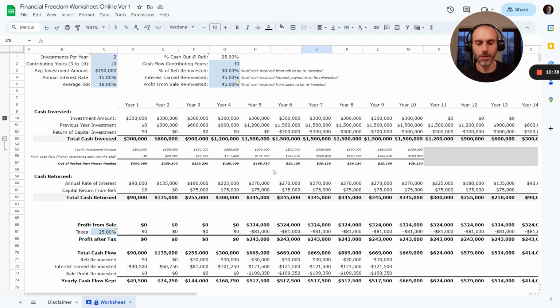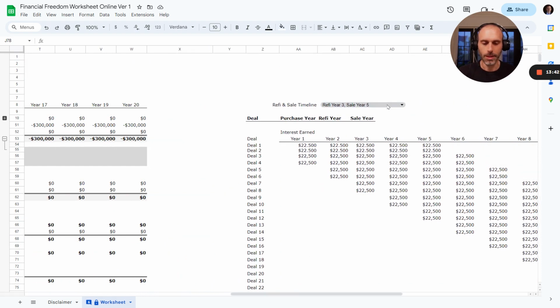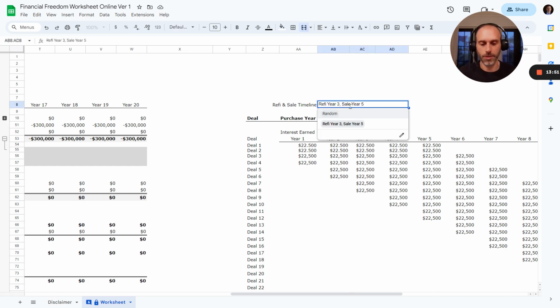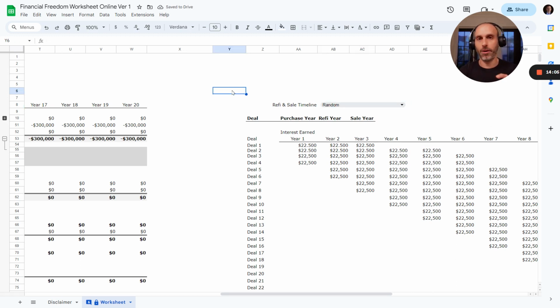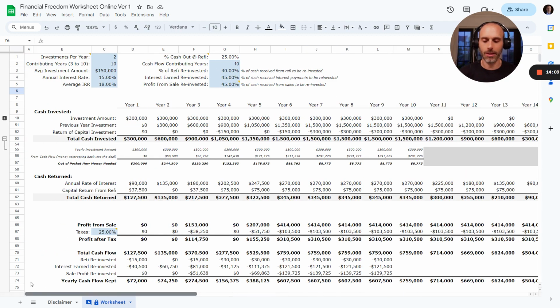The other piece too is, I'll go behind the scenes. If you go over here, you can actually see how interest is earned in the table that we use here. But the way this model works is there's one of two scenarios that runs. There's a predefined randomness where refinances happen in year 3 and sales happen in year 5, but you can also switch it to completely random. The only problem is every time you change a variable, the model will change. So you won't be able to see it apples to apples.